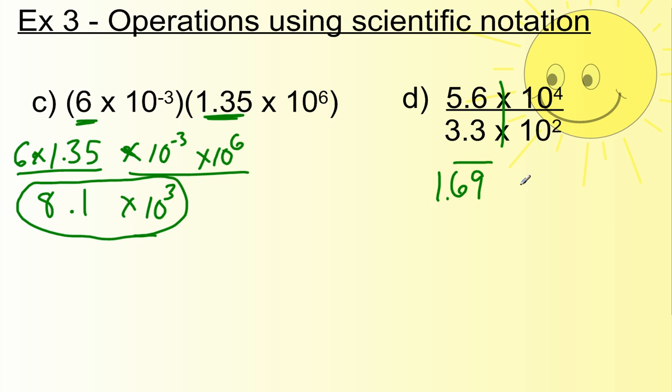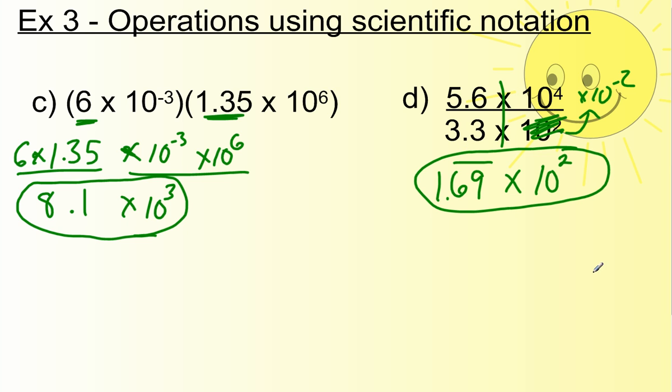Repeated. Times by, alright, so again, we're going to move this guy up top, which becomes times 10 to the -2. And now we add the exponents together. So 4 plus a -2 is 2. And there we are. In scientific notation, 1.69 times 10 squared.